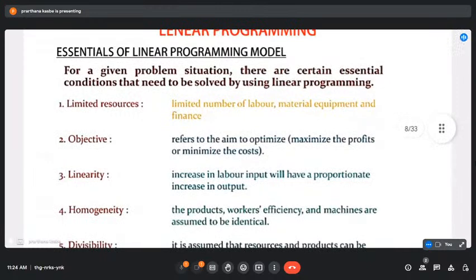Objective refers to the aim to optimize, means maximize the profit and minimize the cost.